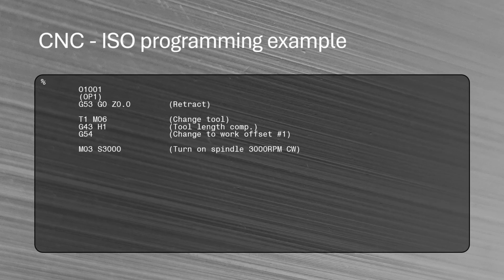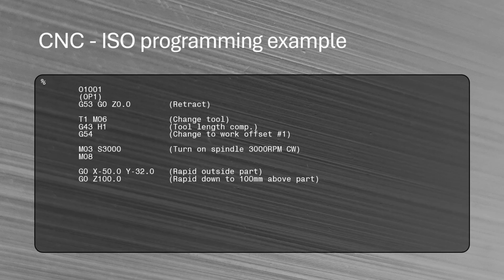G54, go to work offset 1. M3 S3000, turn on the spindle, 3000 RPM. M8, turn the coolant on. G0, rapid outside the part. Rapid down to about 200 millimeters above the surface of the part.